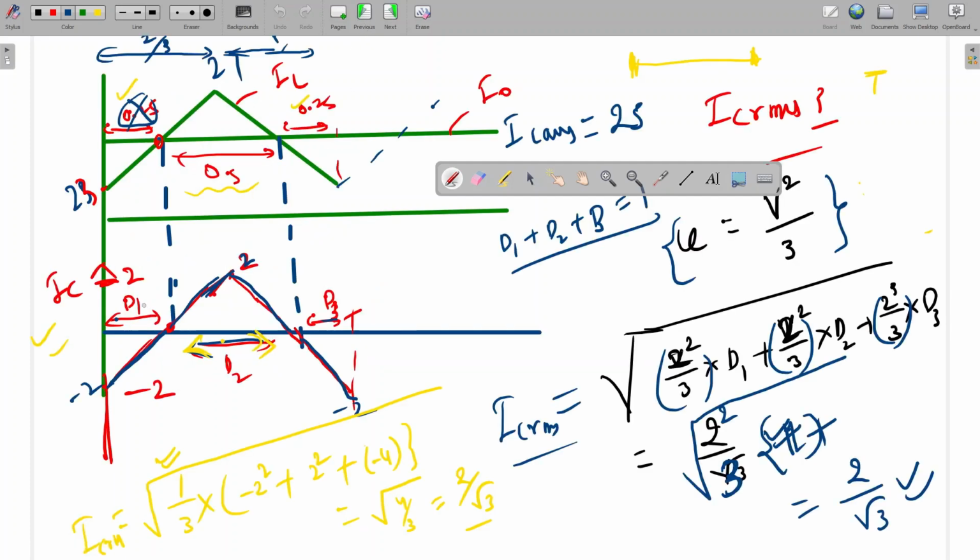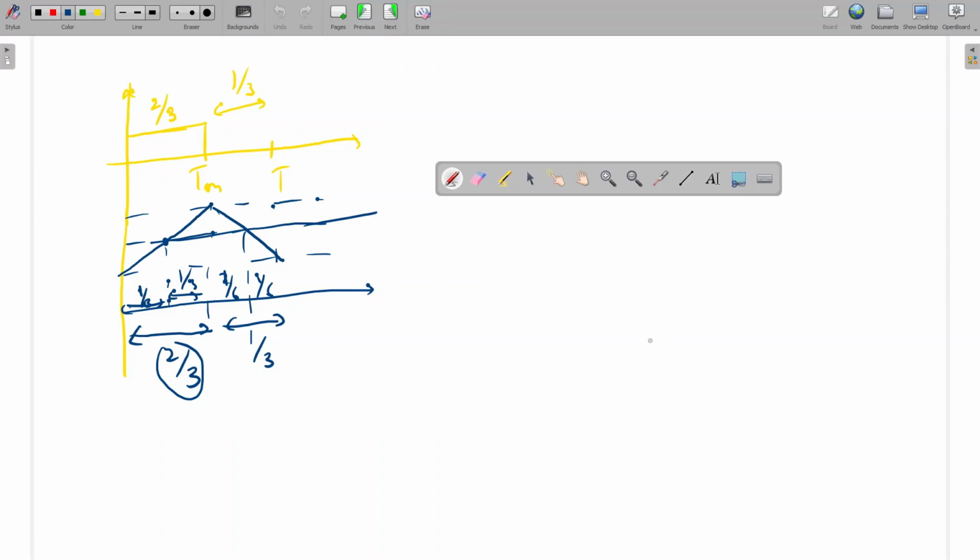So here D1 should be how much? D1 should be 1 by 3. D2 should be 0.5 and D3 should be 1 by 6. Now is it clear? Yes, sir.